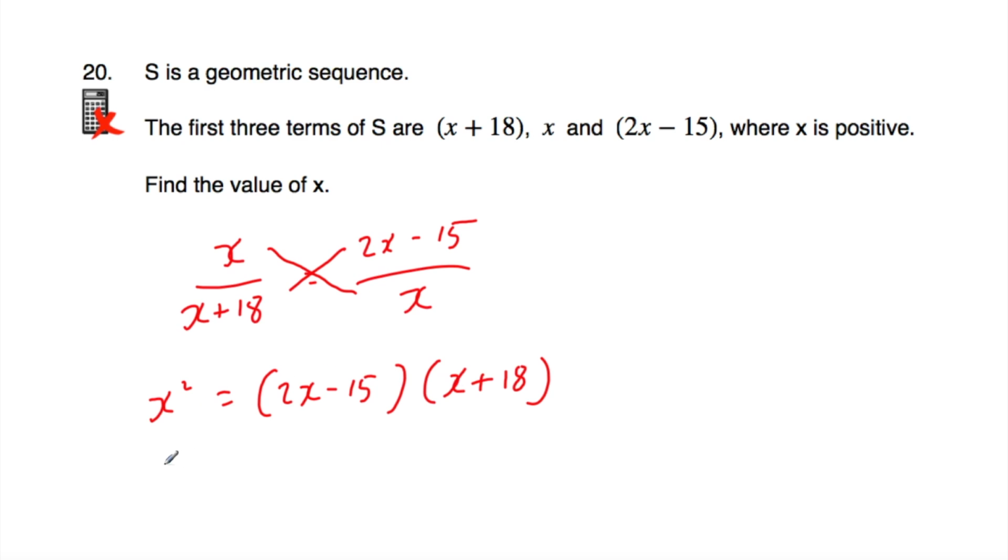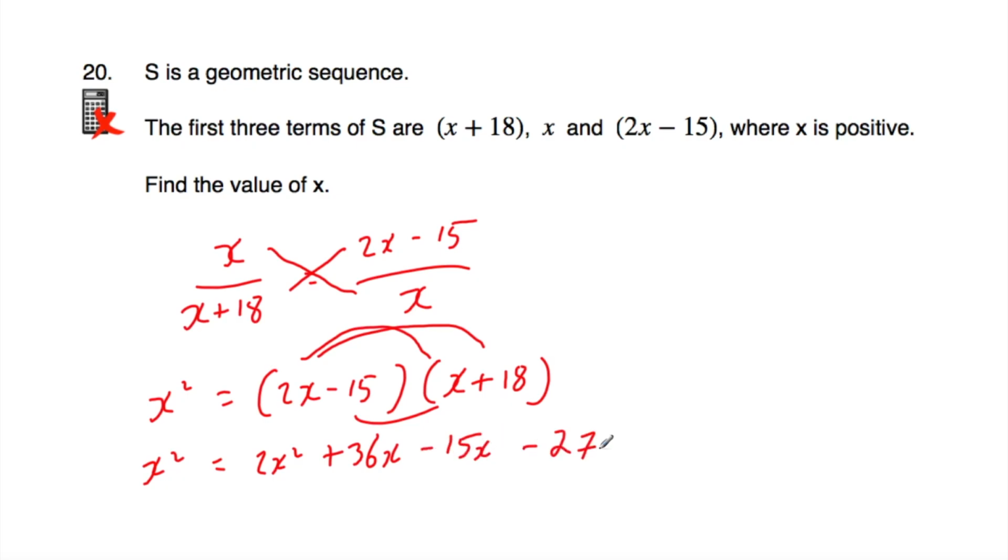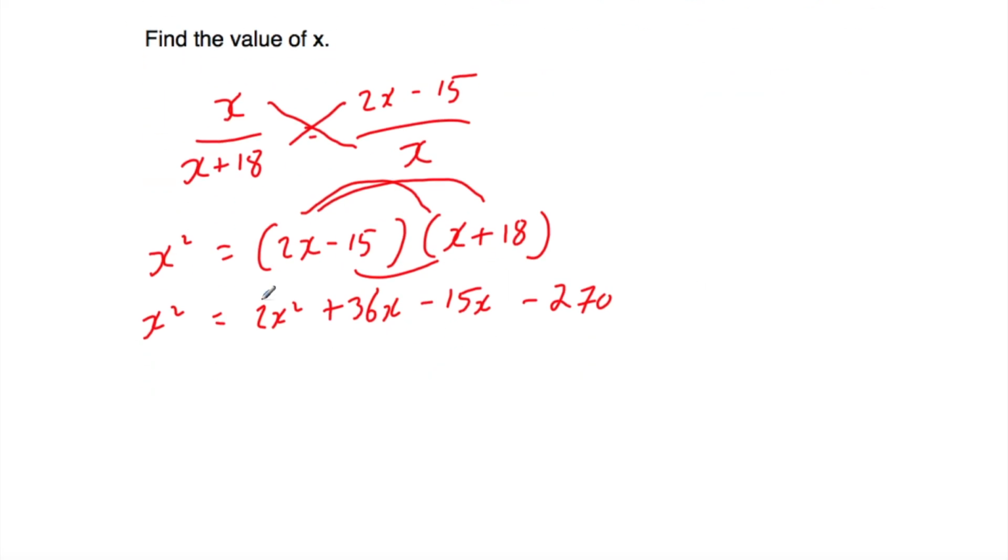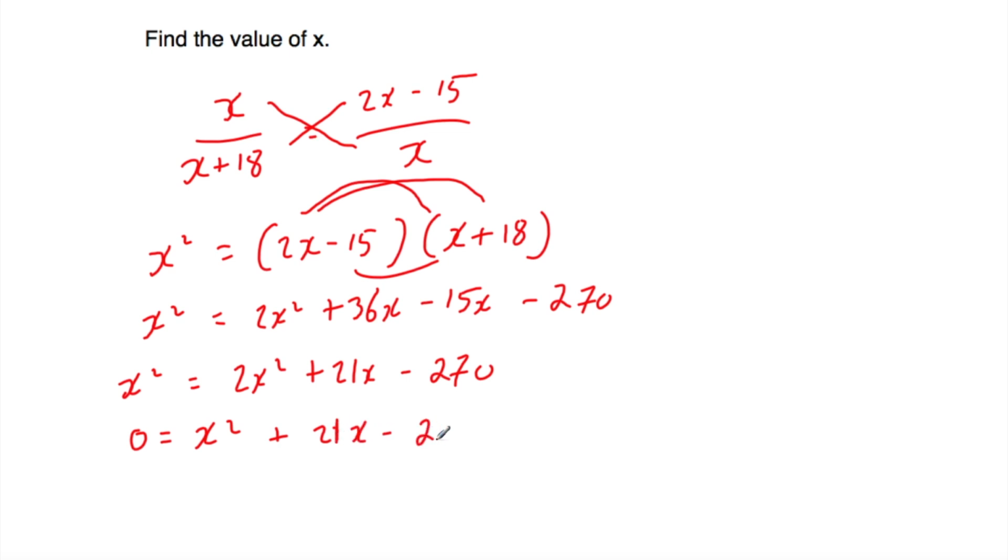Okay, so we want to solve this equation. So we've got x squared, and then let's expand our bracket. So we'd have 2x squared. We then have plus 36x, and then minus 15x, and then minus 270. Okay, so we've now got this. Let's simplify this right-hand side. So we'd have x squared equals 2x squared, and then plus 21x minus 270. And then taking away x squared from both sides to give us 0 equals x squared plus 21x minus 270.